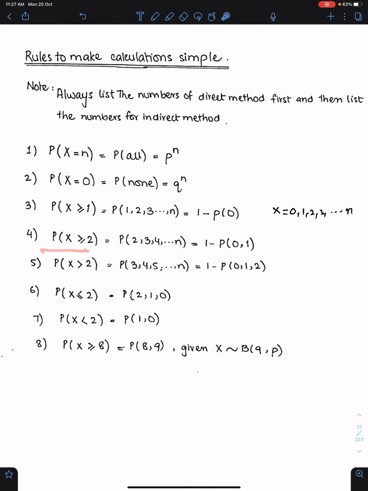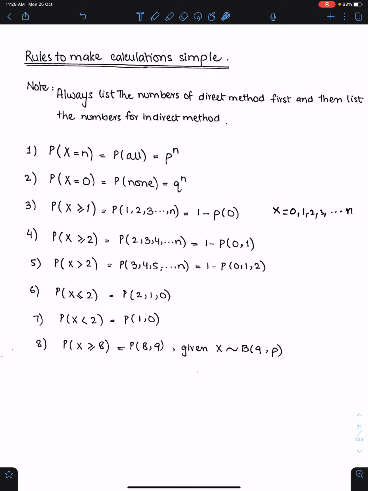At least 2. This method is also lengthy through the direct method, because you have to add the probabilities of all these numbers. So you have to use the indirect method, which is 1 minus probability of those numbers which are not in this list. So this is the list of x. These two numbers are not in this list, so you need to write these two numbers here. More than 2 is also lengthy through the direct method. So we have to subtract probability of those numbers from 1 which are not in this list. So these numbers are not in this list: 0, 1, 2. So probability is 1 minus probability of 0, 1, 2.